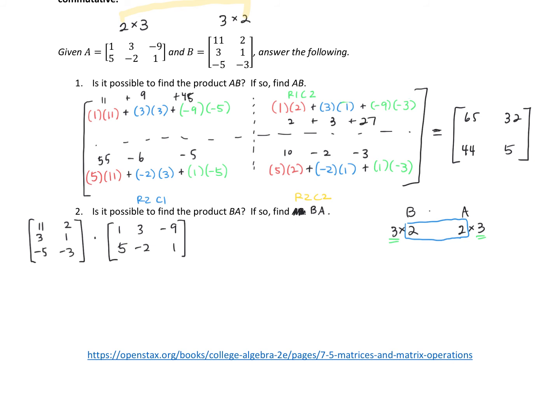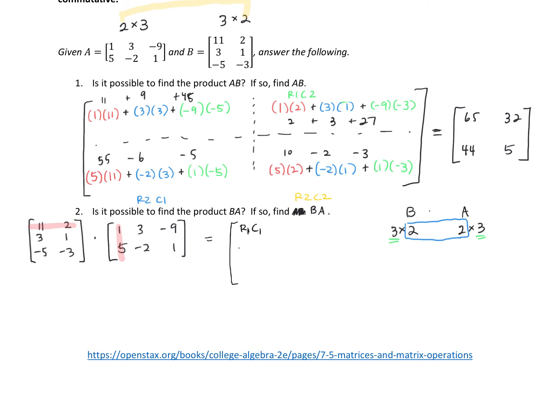Okay, so what we're going to do is think about multiplying each row of the first times each column of the second. So if I'm going to do that, I will do row 1 times column 1. And it shouldn't be a surprise that that gives you element 1, 1, because it's row 1, column 1.